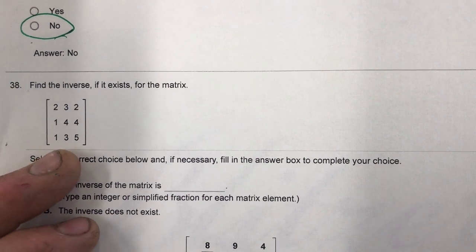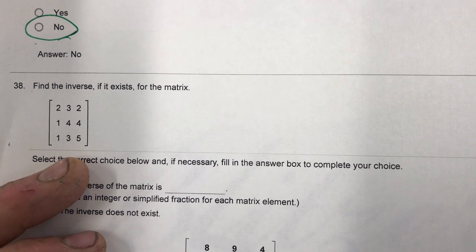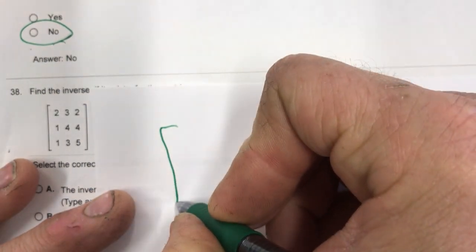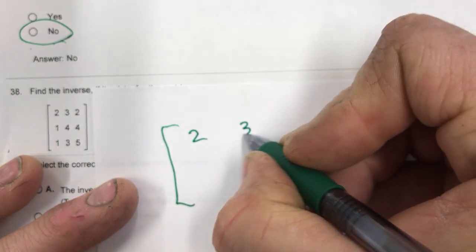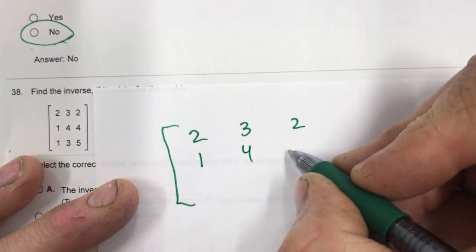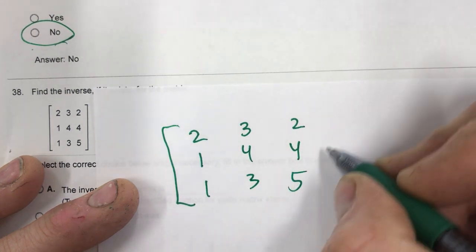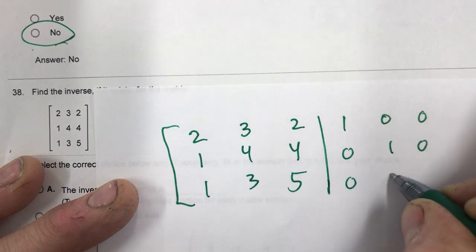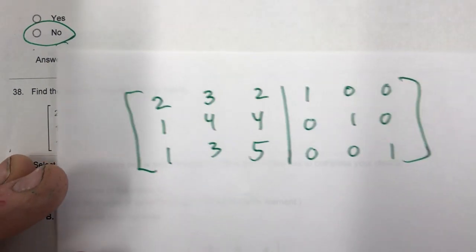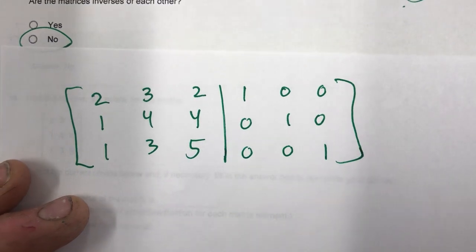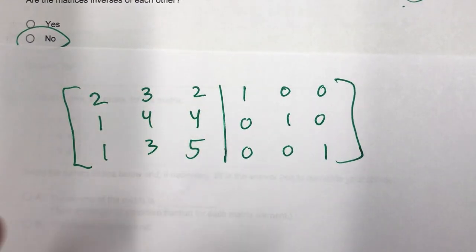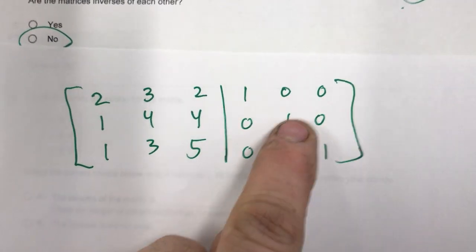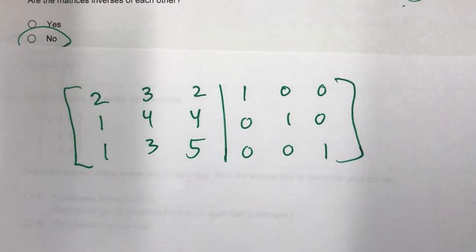All right, last one here, we want to find the inverse of this. Okay, now, this is a little bit tedious thing here. But I got 2, 3, 2, 1, 4, 4, 1, 3, 5. And over here I'm going to put the identity matrix. So this is the augmented matrix here. And basically what I want to do is do the row operations like we did earlier, and I want to get this over here. And then when I get this over here, the inverse will be over there. Okay.